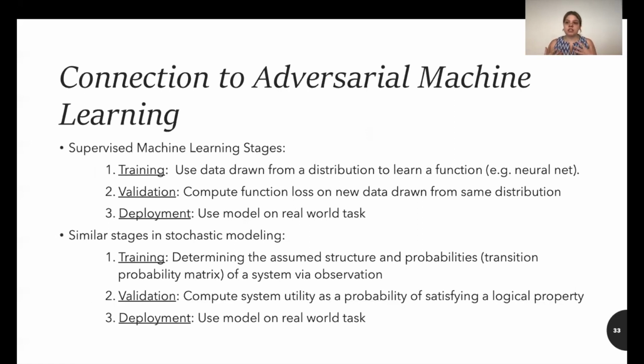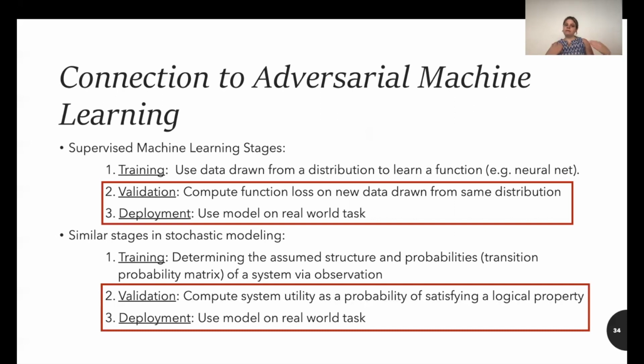In stochastic modeling, there's actually a similar set of stages. The training stage is determining the assumed structure and probabilities of a system via observation. And then the validation stage is computing the utility of that system as a probability of satisfying a logical property. And we have a similar thing here where in the supervised machine learning case, we're assuming this underlying distribution, and in the stochastic modeling case, we're assuming these system transition probabilities. And in the deployment stage, we're using this model on a real world task that might not actually reflect those assumptions that exist in the training and the validation.